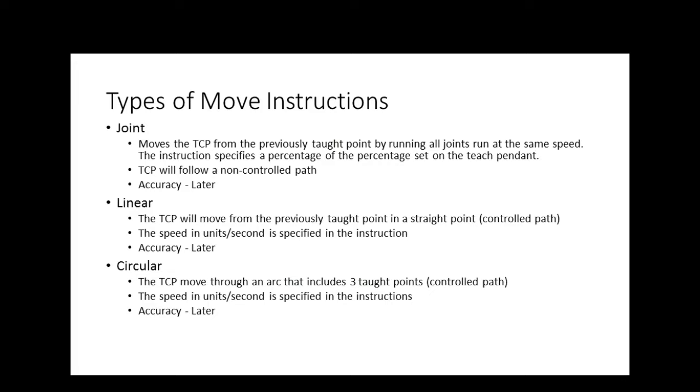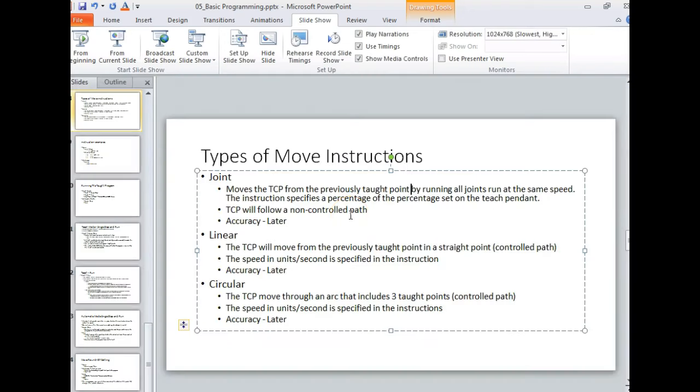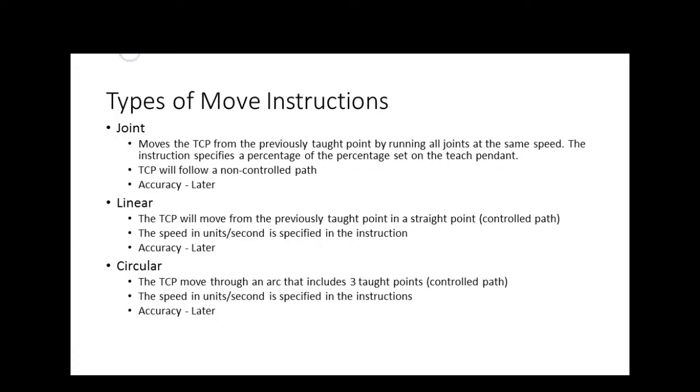Joint move moves the tool center point from the previously taught point by running all joints at the same speed. The tool center point will follow what we call a non-controlled path, and then we'll have to specify accuracy. But accuracy is something we're going to talk about later. You'll see that. So joint move is what we call an uncontrolled path move.